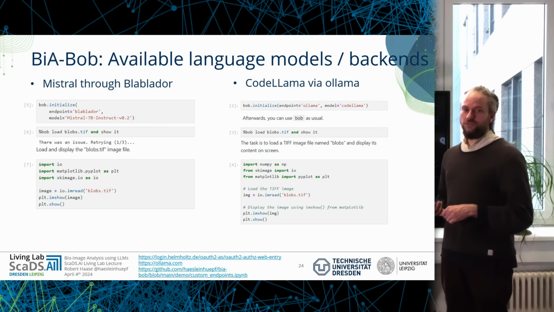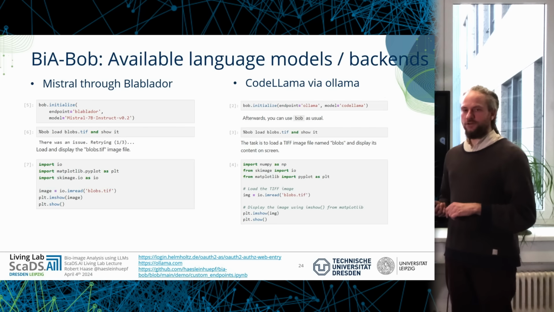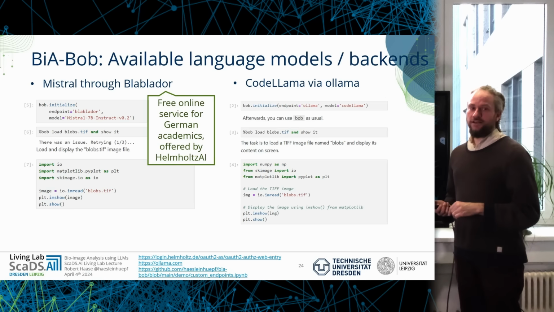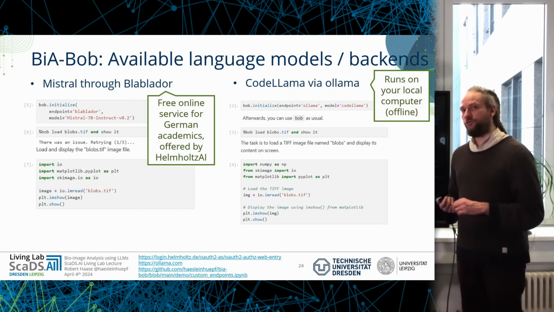You can also use a server which is provided by the Helmholtz Foundation. It's called Blablador, and it offers Mistral, for example, open source models. You can access that server for free if you are hired at a German academic institution, universities, Helmholtz members, and so on. You can also use tools like Ollama to run these models locally on your computer if the computer has enough RAM, for example.